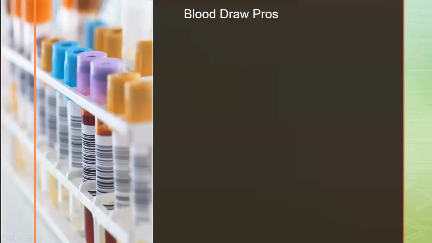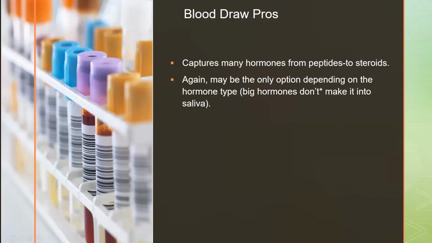So of course, there are a ton of blood draw pros. One, it captures many hormones ranging from peptides to steroids, and there's no controversy surrounding that. We know that we can get some of these larger hormones when we talk about blood and blood draws. But you can also get some of your smaller hormones such as testosterone and cortisol. So again, I'm going to repeat this. It may be your only option depending on the hormone that you're looking at. Again, there's a lot of controversy on whether or not these really large hormones make it into saliva.